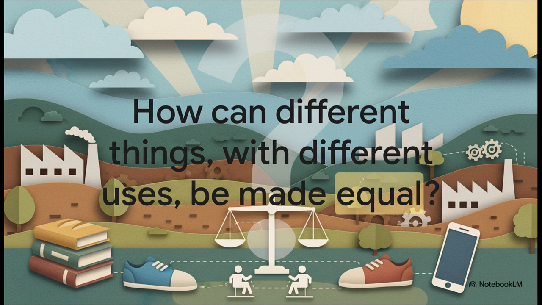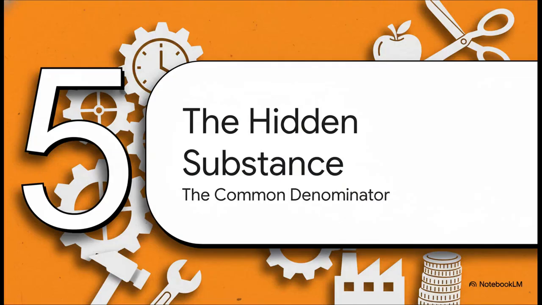You can't compare their usefulness. Walking in shoes is not the same as eating bread. So there has to be something else, something they all share that's hidden from view. So to figure this out, we have to go deeper. We got to peel back the layers of these commodities, ignore all their physical properties, and find the one common social ingredient that makes them all comparable.